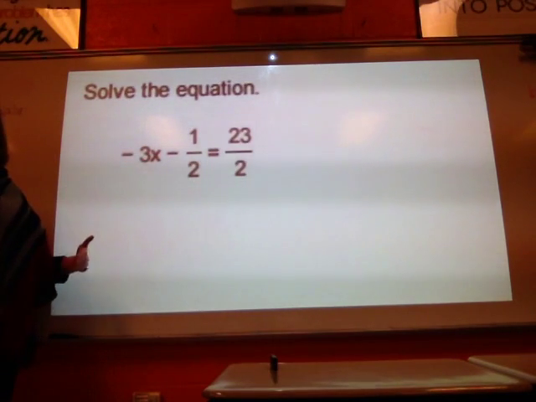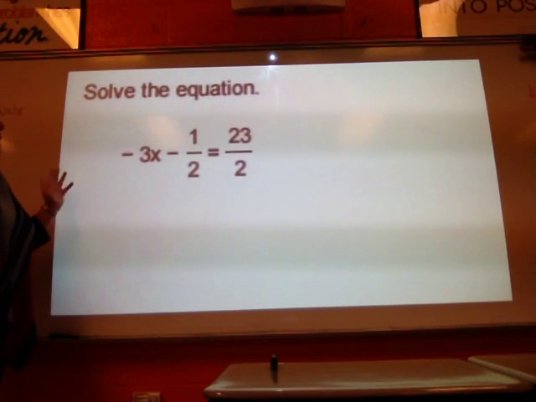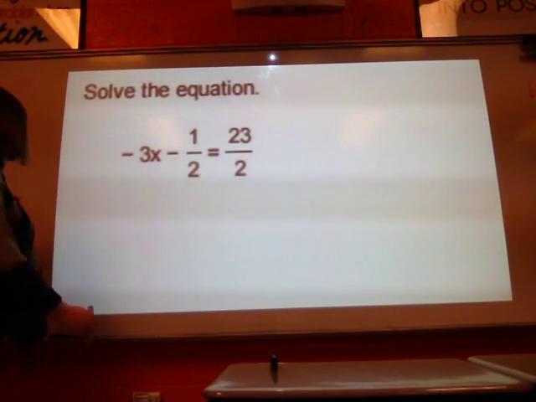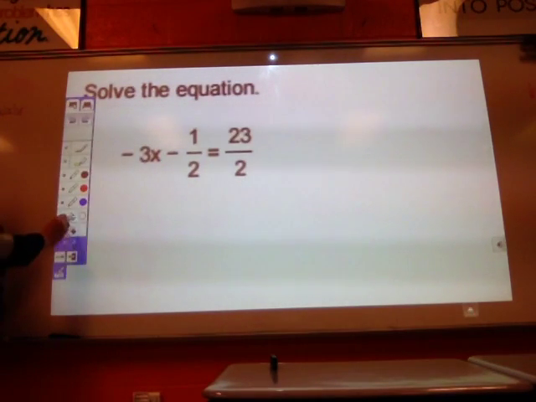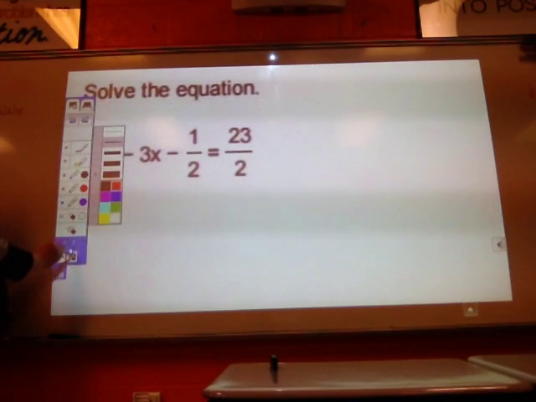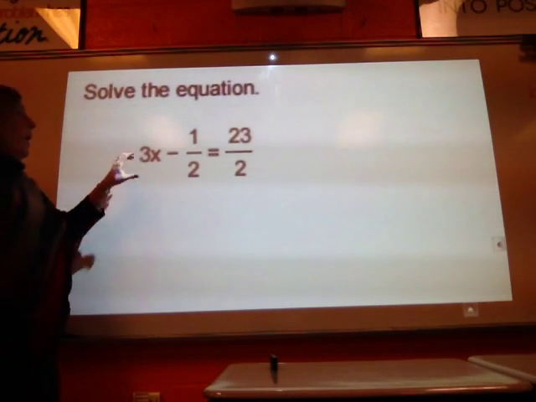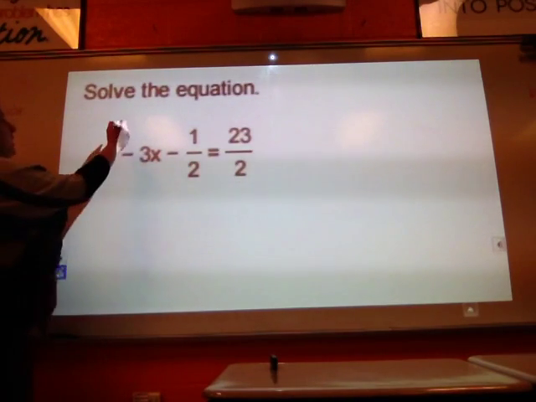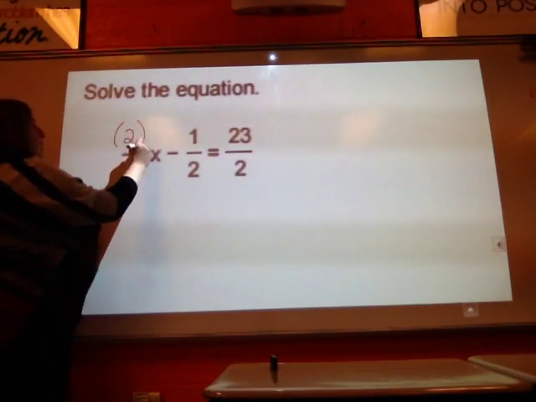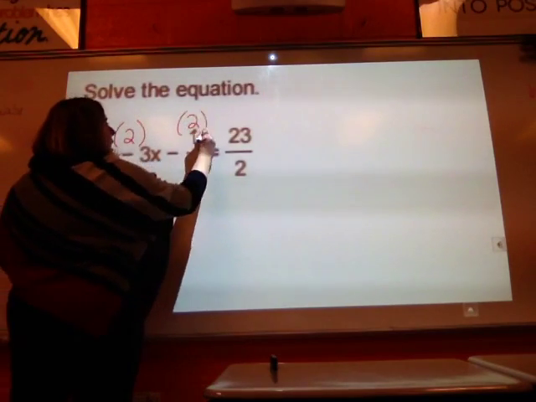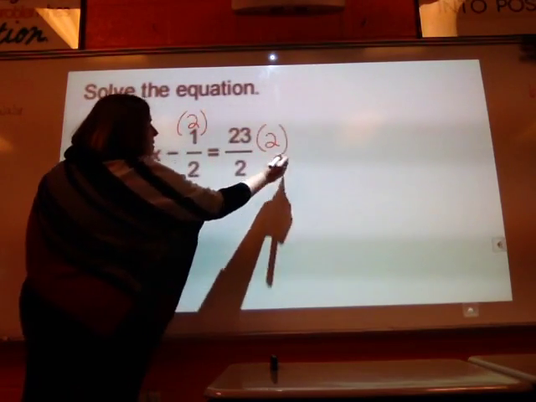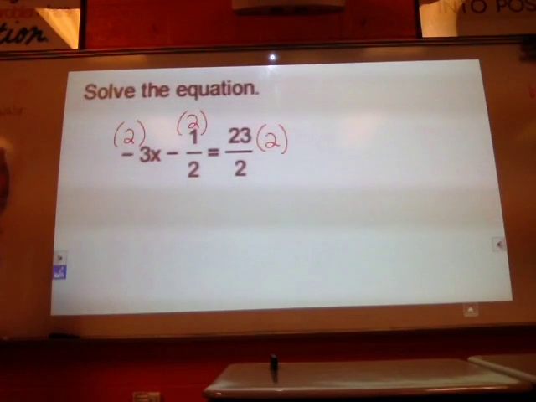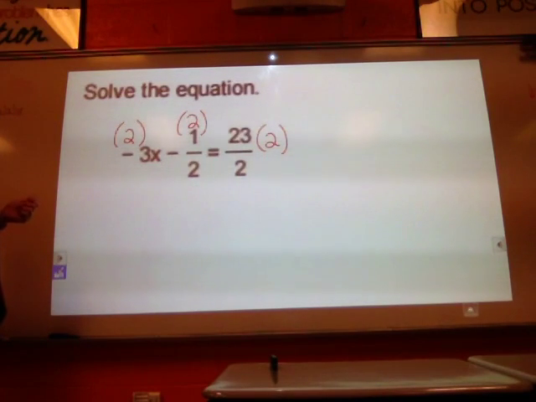If you are a fractionophobic and you decide, you know what, I don't want those fractions there, then one of the methods that you have to be able to do that is to go ahead and look at your denominator, which is 2, and then multiply every term by that denominator to get rid of your fractions. And since most of you are fractionophobic, I'm going to assume that's probably what you did.